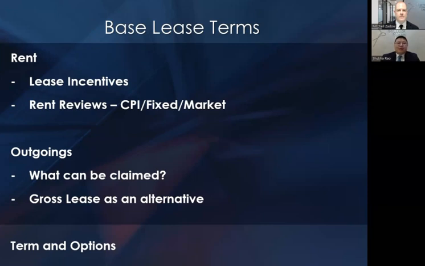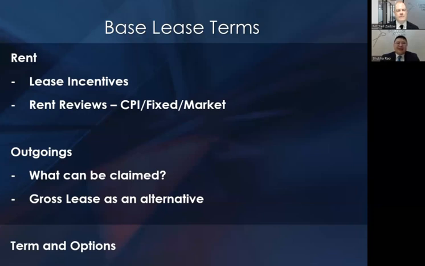So working through reviews, there's fixed, CPI and market rent reviews. CPI was certainly quite popular a few years back as inflation was under control and we were getting 1% to 2% CPI reviews. From a tenant perspective, that was great. Fixed reviews, though, from a landlord perspective, they were looking at locking in 3 to 3.5%.